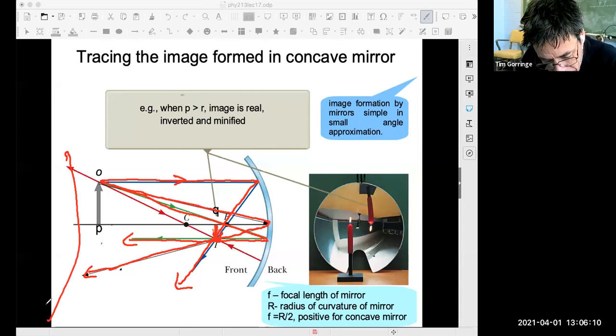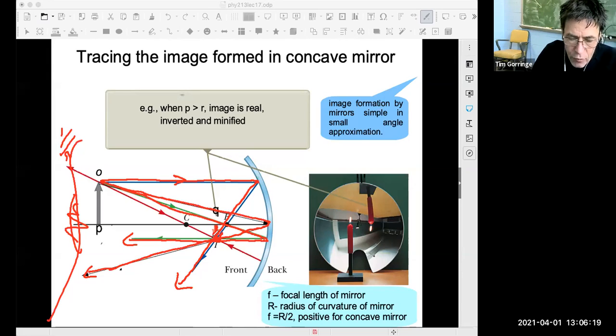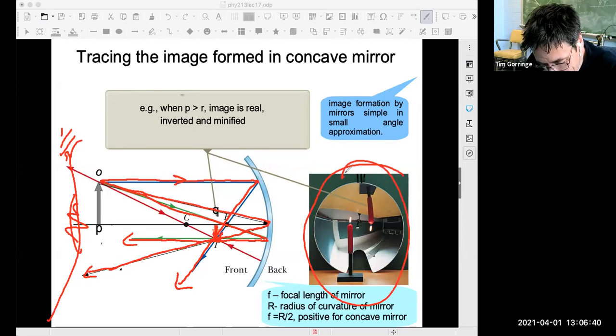Our giant eye over here sees the light rays come from that location. And so with ray tracing, we predicted a real inverted minified image. So it's real, meaning it's on the front face of the mirror. It's inverted, it's upside down, and it's minified. You can see it's been shrunk. And look, I'm not making this up. Here's a picture of that situation.